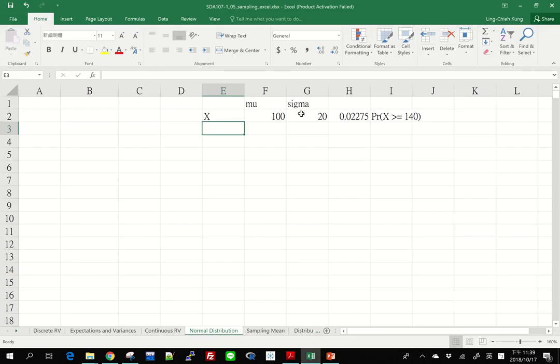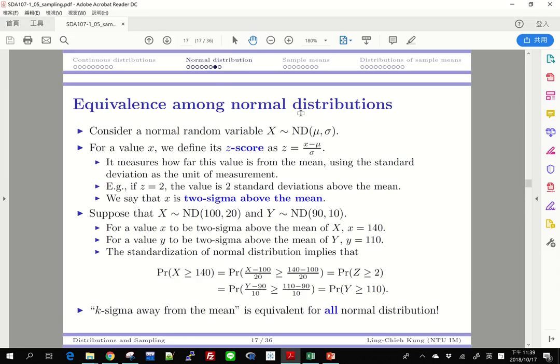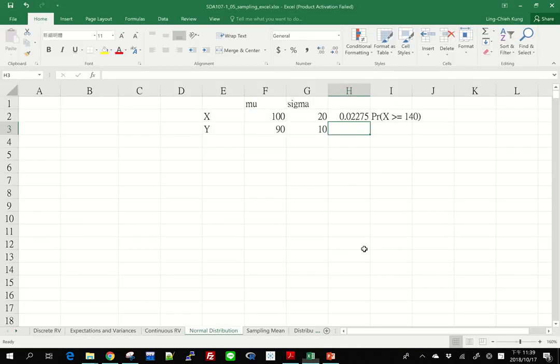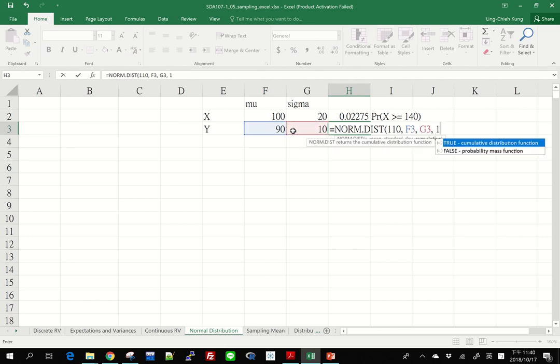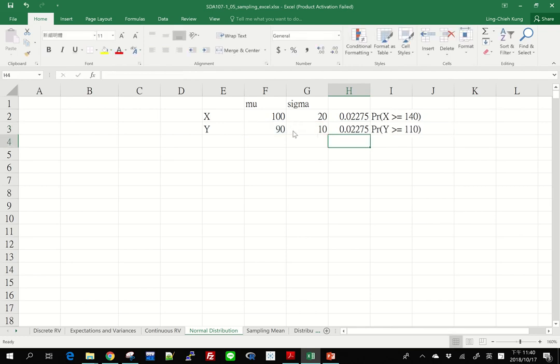And now I have another thing. I have y. For y, the mean is 90 and the standard deviation is 10. And then this is asking us to talk about y cutoff 110. So what's the probability for y to be greater than or equal to 110? Well, NORM.DIST. And then 110. I have 90 here. I have 10 here. I have 1. Again, all I need to do is to use 1 to subtract that. I get exactly the same value.